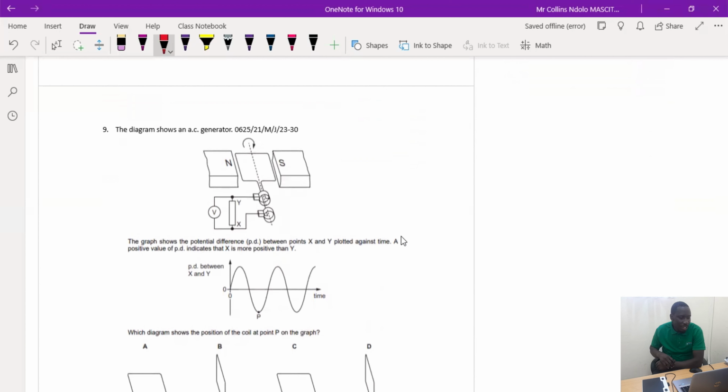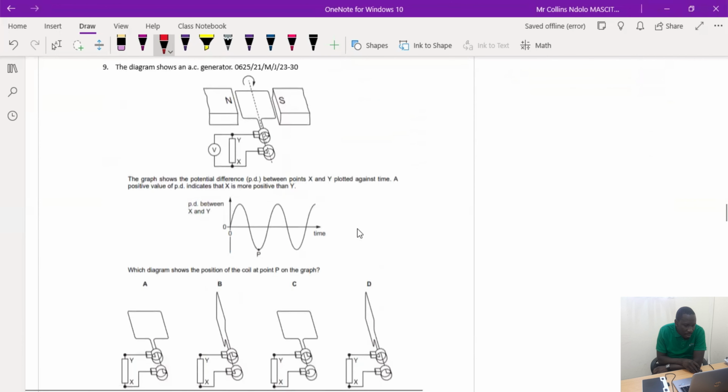Another interesting question is this. The diagram shows an AC generator. The graph shows the potential difference PD between points X and Y plotted against time. All right. So the positive value of PD indicates that X is more positive than Y. Which diagram shows the position of the coil at point P on the graph?